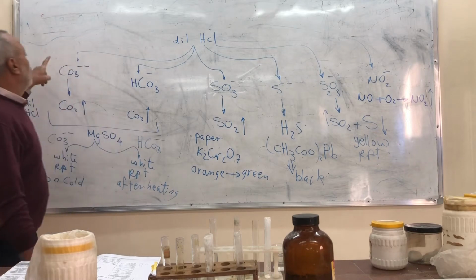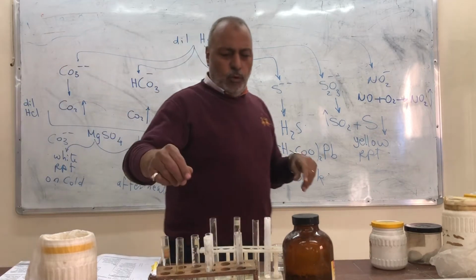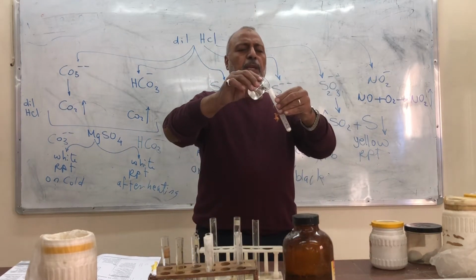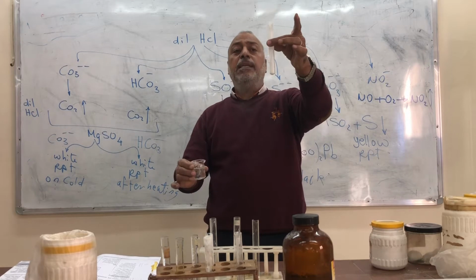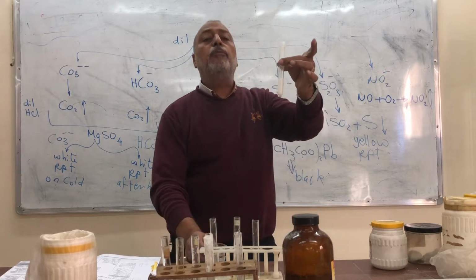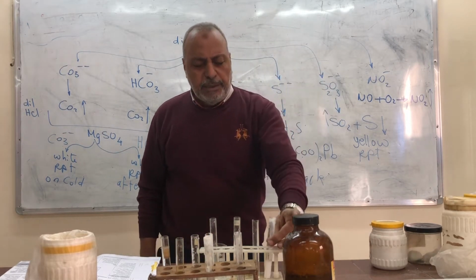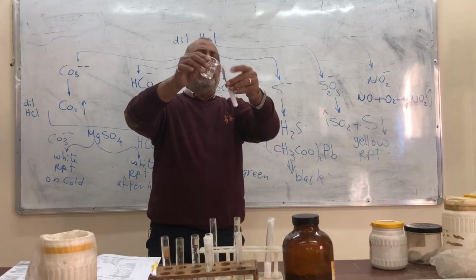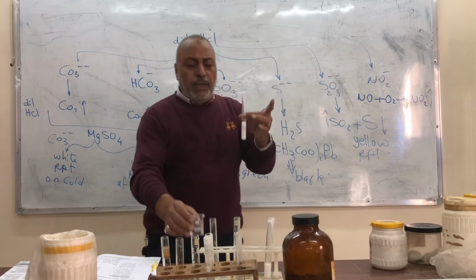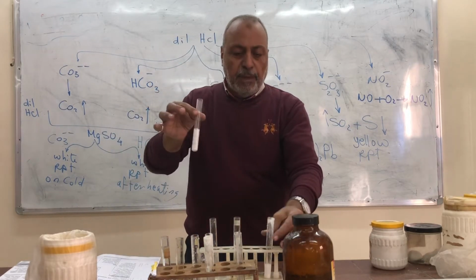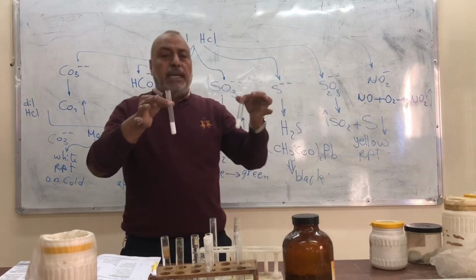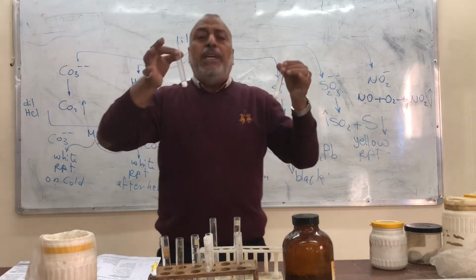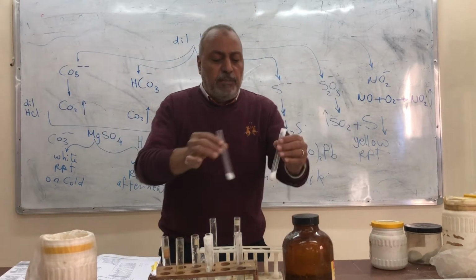The first one, carbonate. We will note that carbonate with dilute HCl forms effervescence due to evolvement of carbon dioxide. Bicarbonate with dilute HCl will produce effervescence again, so we can't differentiate between them because they give the same results: evolvement of carbon dioxide. So we need another experiment to differentiate between them.